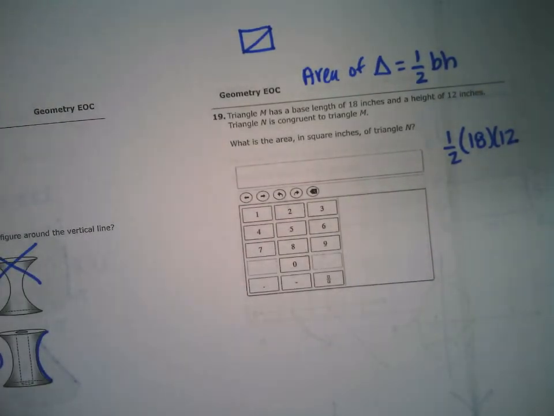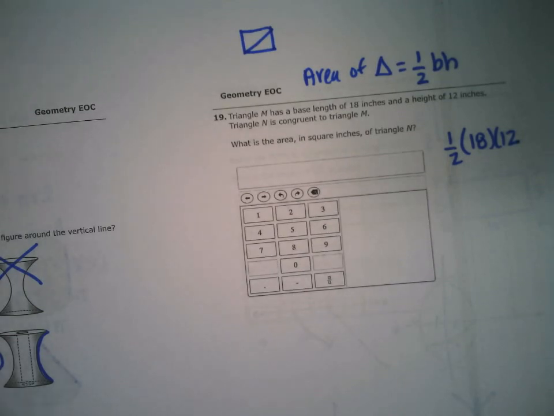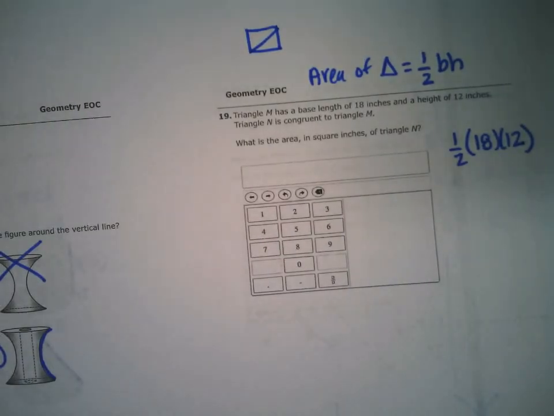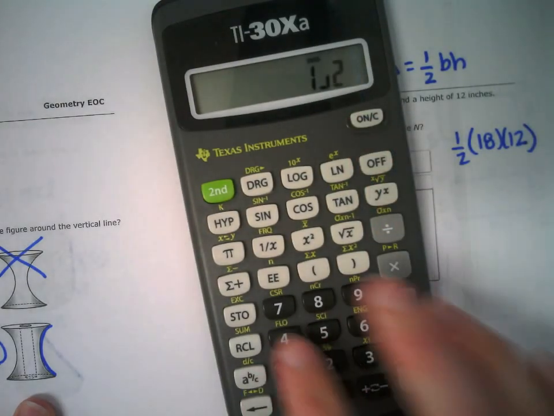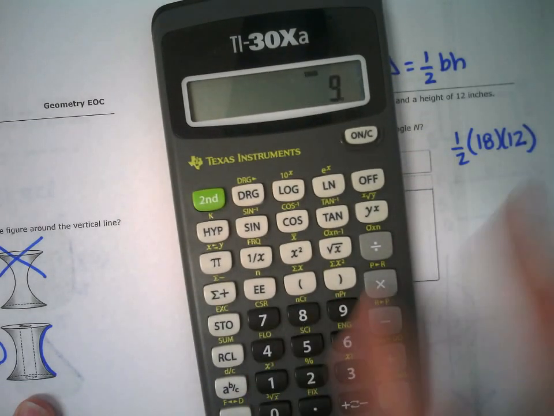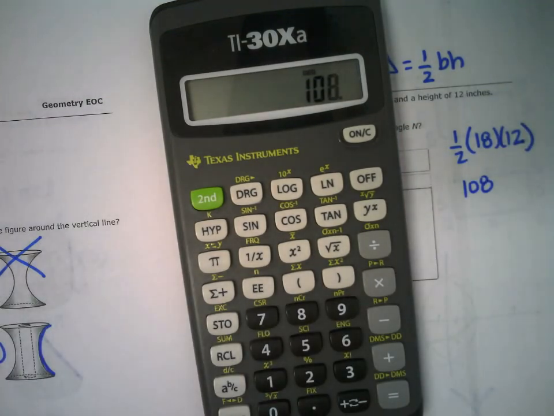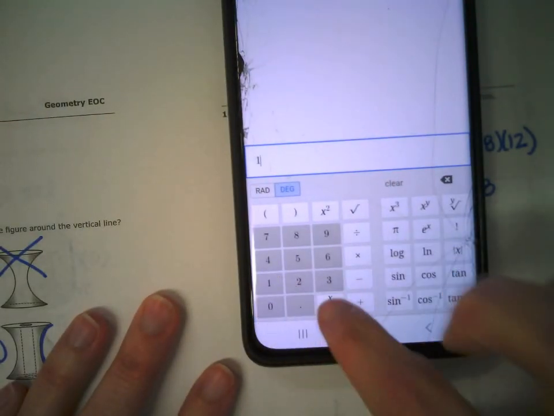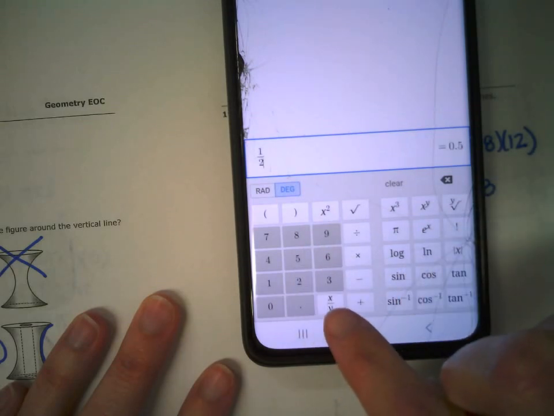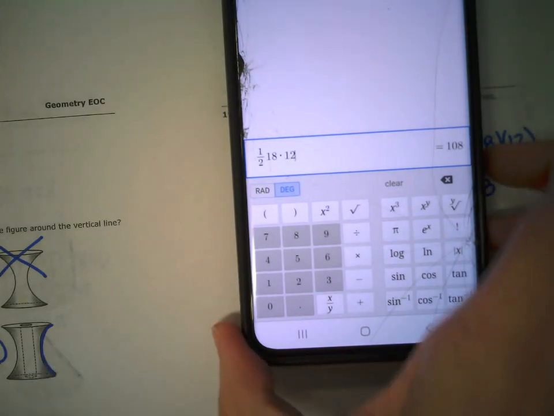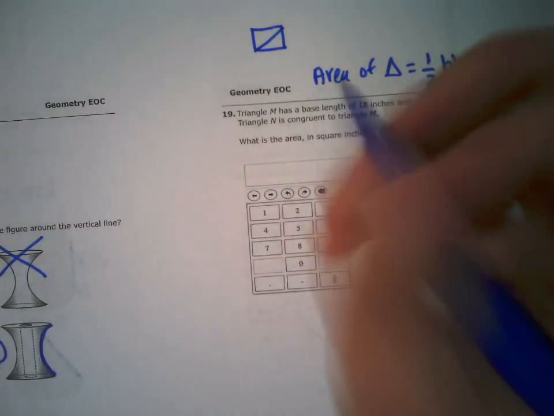And I'm just plugging that into my calculator. And honestly, you can use whichever calculator you want. If you want to do the fraction on your handheld calculator, you put in 1/2 with the fraction key, and you do times 18, and you do times 12, and then hit equals, and we get 108. That works perfectly fine. You can also use your EOC calculator, your fractions, the XY button down here. So I have 1/2, and then I do 18 times 12, and I get 108. Both calculators do the same thing, doesn't matter.